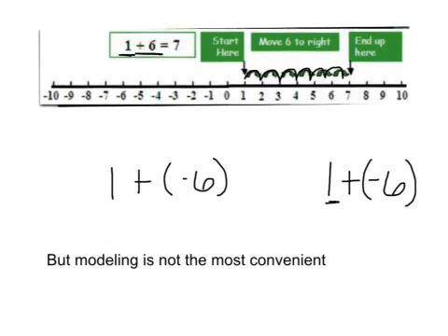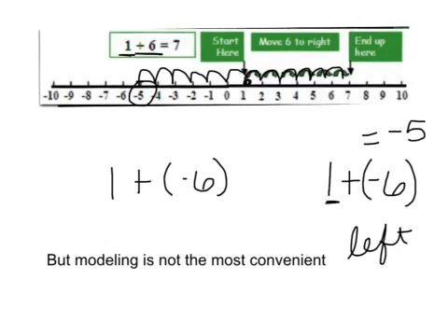So again, I'm going to start at the 1 right here. This time I'm moving to the left 6, and I'm going to the left because it's negative, like we went to the right because it was positive the first time. So I'm going to jump 1, 2, 3, 4, 5, 6. I end at -5, therefore this equals -5. So those are 2 ways that you can model adding and subtracting integers.